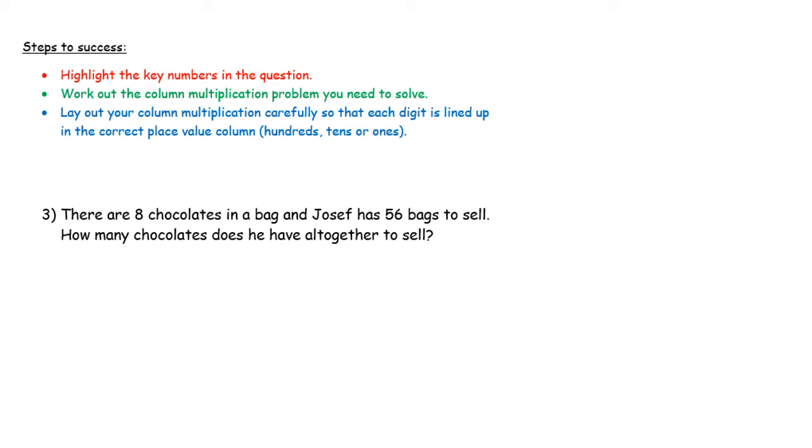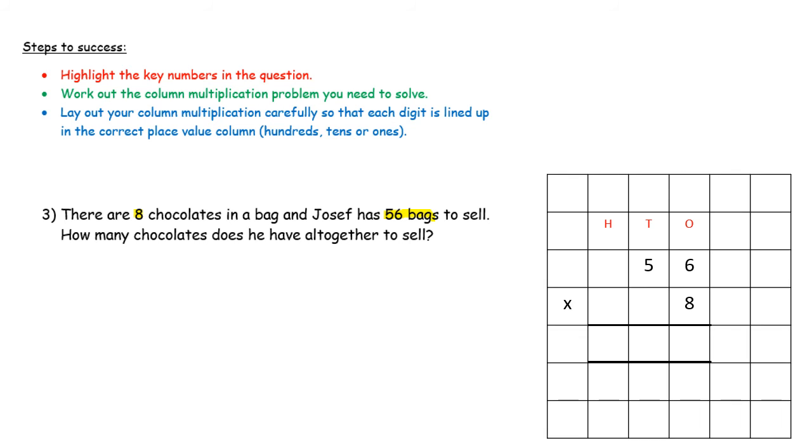Moving on then. The next question you have is some word problems. So let's go through this one together. The steps to success say that we need to highlight the key numbers in the question. So there are 8 chocolates in a bag, and Joseph has 56 bags to sell. How many chocolates does he have altogether to sell? He's got 8 chocolates in a bag and 56 bags. So you need to work out the column multiplication problem you need to solve, which is 56 bags times 8 chocolates. And then you need to make sure you lay it out carefully like I've done, so that each digit is lined up in the correct place value column.